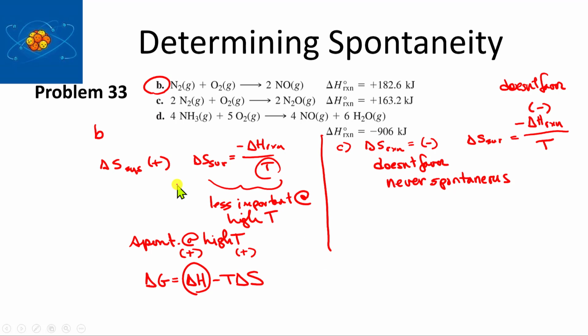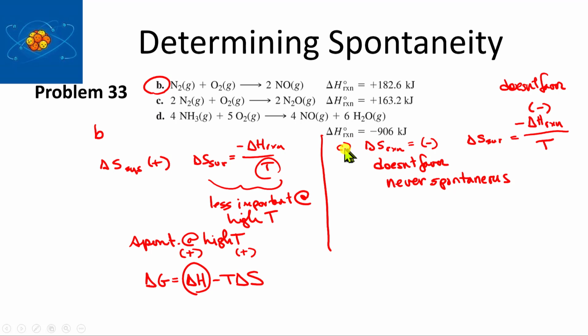Okay, so when you're trying to explain it in terms of entropy, all you have to do is look at this term, and then you look at this term. This term is telling you what it will be at low temperature. This term will tell you what it'll be at high temperature. At high temperature, the influence of delta H becomes less important, and at low temperature, it becomes more important.